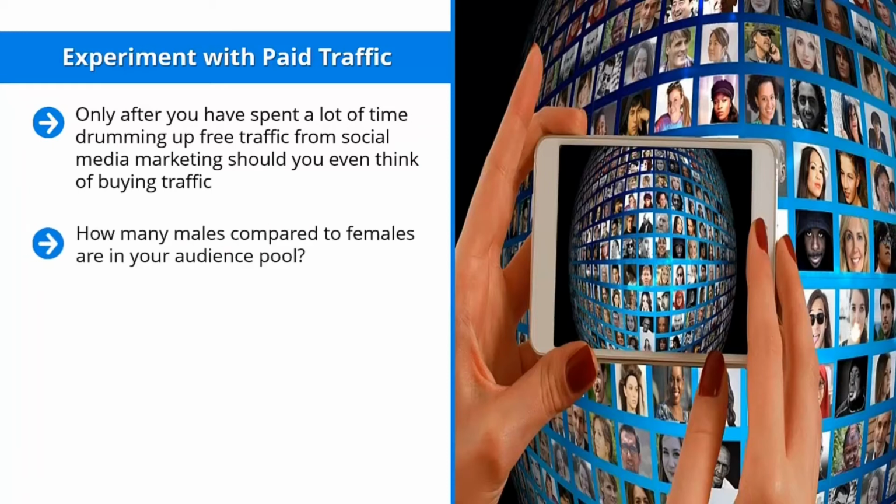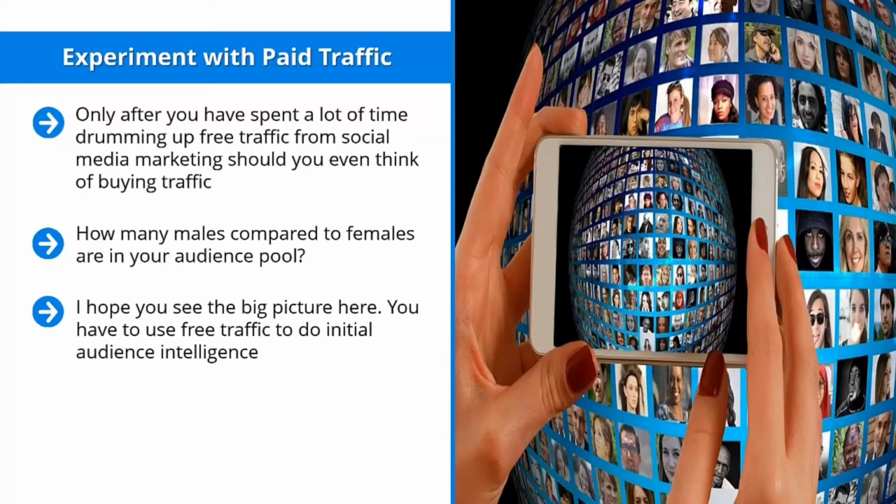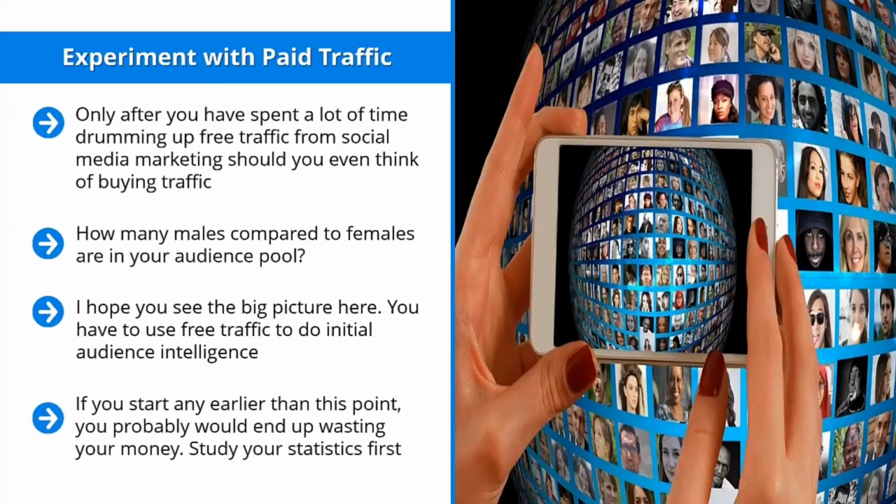How many males compared to females are in your audience pool? Do males or females like certain types of content that you share? What are their age ranges? Where are they located? I hope you see the big picture here. You have to use free traffic to do initial audience intelligence. Once you've gotten all these important insights, you can then start paying for Facebook ads and other platforms' ads. If you start any earlier than this point, you probably would end up wasting your money. Study your statistics first. Pay close attention to audience patterns. Take out ads based on these patterns.